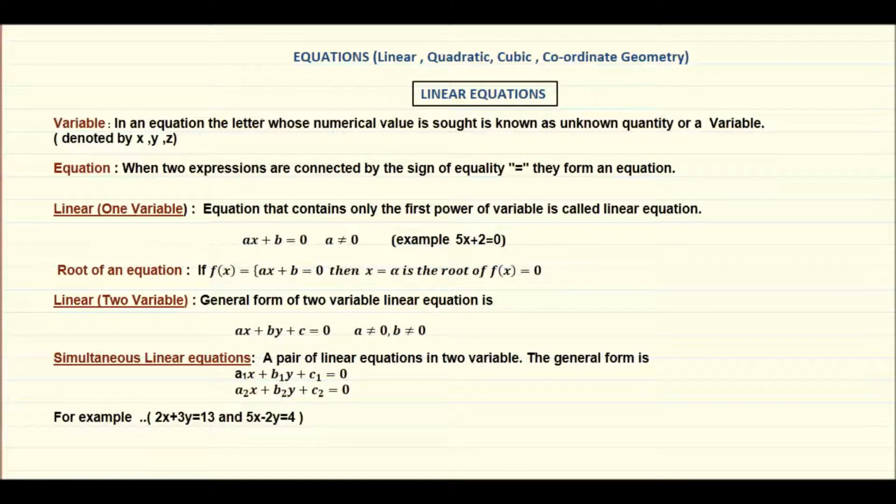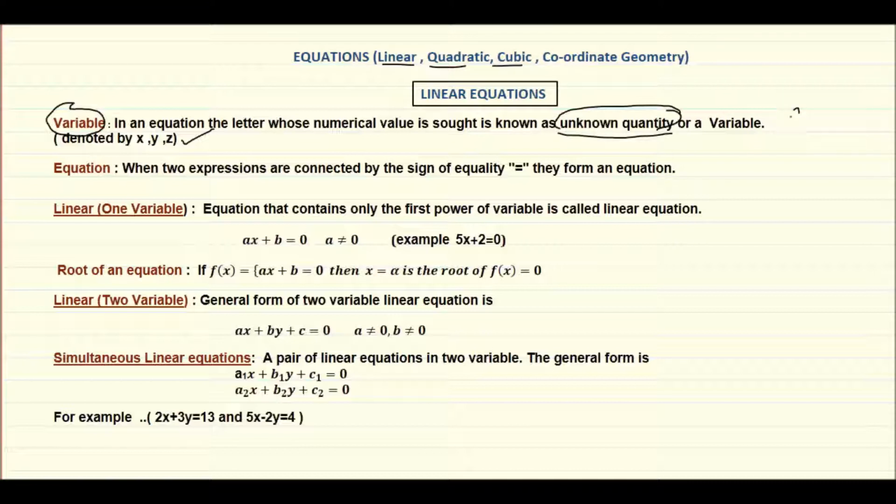What is an equation? As we know, there are three kinds: linear equation, quadratic equation, and cubic equation. Before that, we are going to learn about an important thing, that is variable. What is a variable? In an equation, a letter whose numerical value is sought is known as an unknown quantity or a variable. It is denoted by x, y, z.